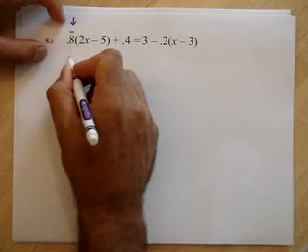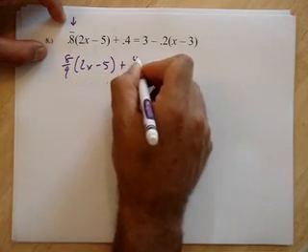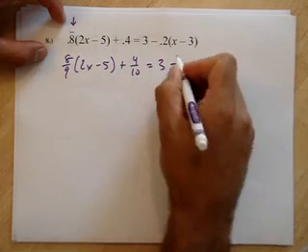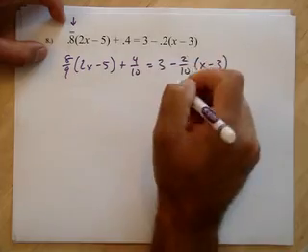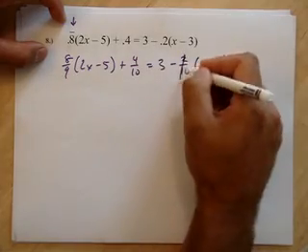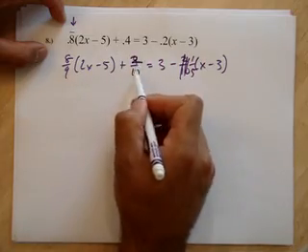So here we go. Ready? I have 8/9 times 2x minus 5 plus 4/10 equals 3 minus 2/10 times x minus 3. Now, 2/10 can be reduced to 1/5. I'm going to write this as 1/5. And 4/10 can be written as 2/5.